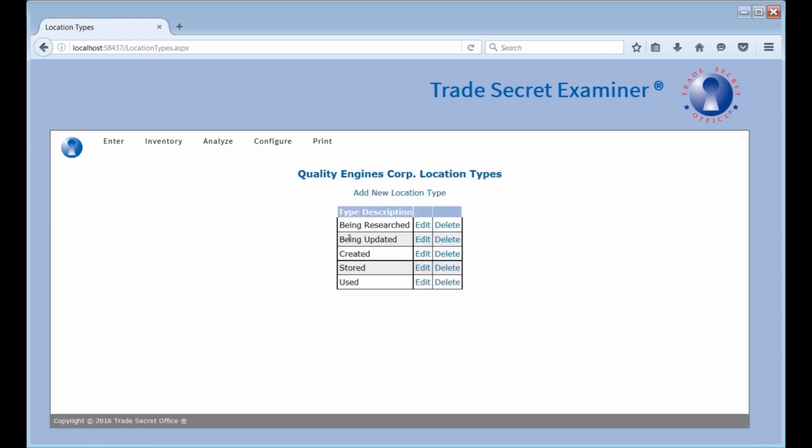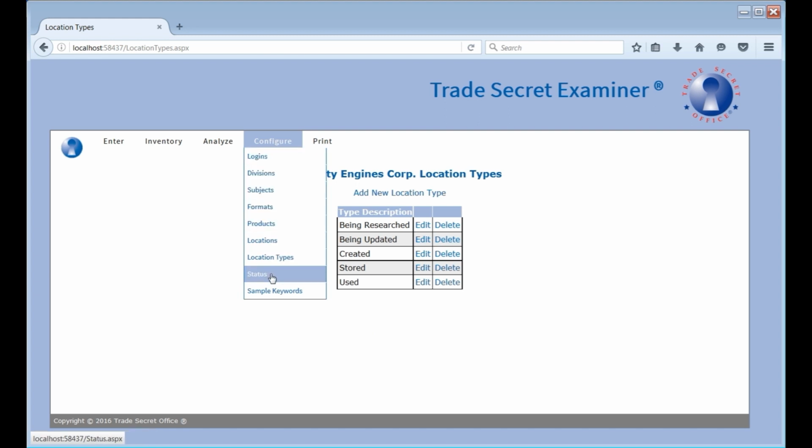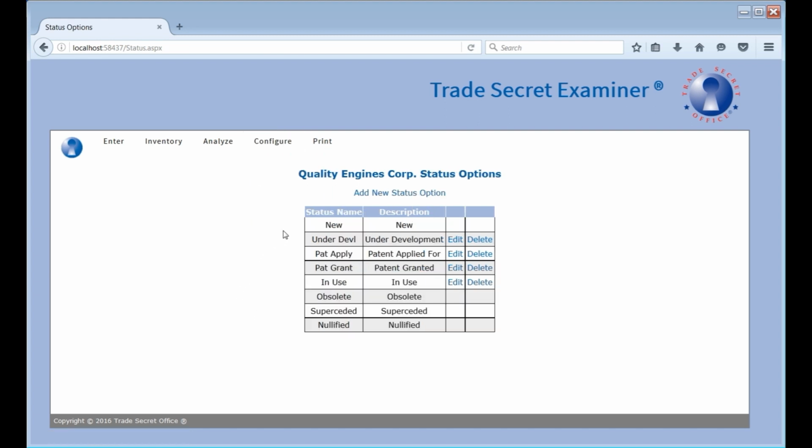Location types: being researched, being updated, created, stored, used. What's going on with the trade secret in that location? You can add additional ones here if you think we forgot some, or if there's ones that apply specifically to your organization. The status of a trade secret could be new.